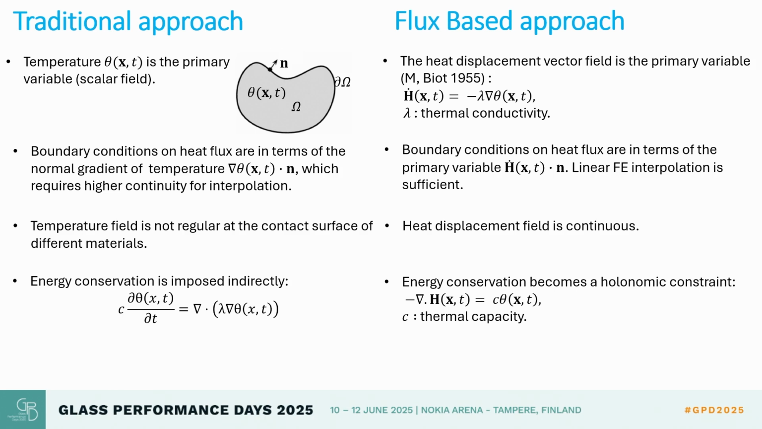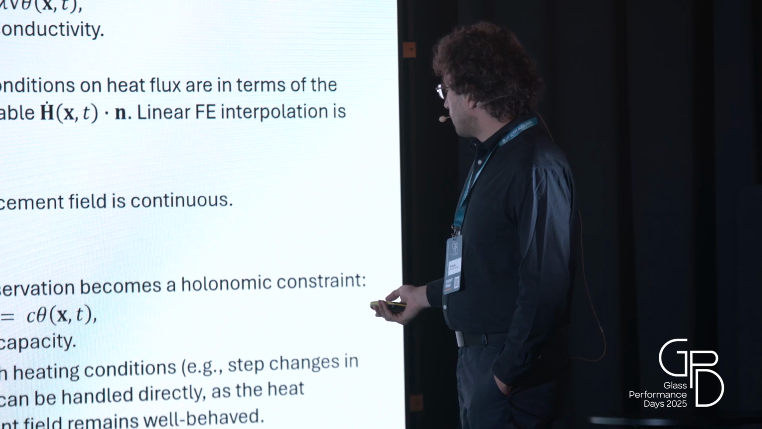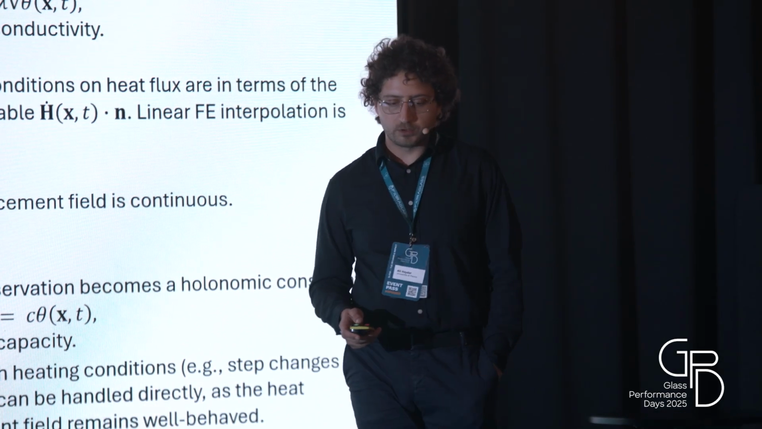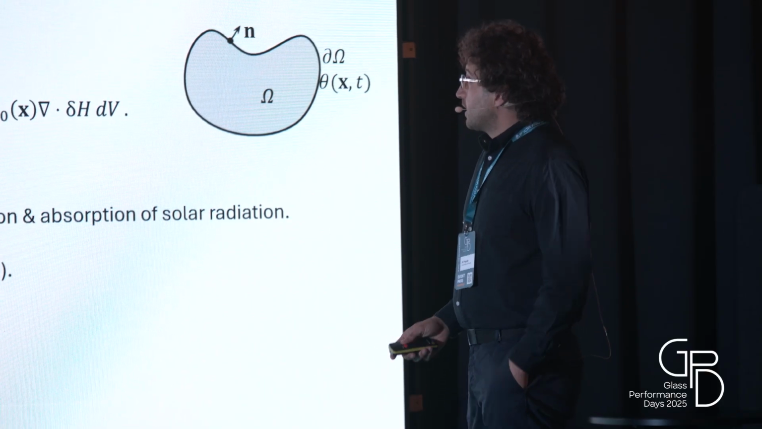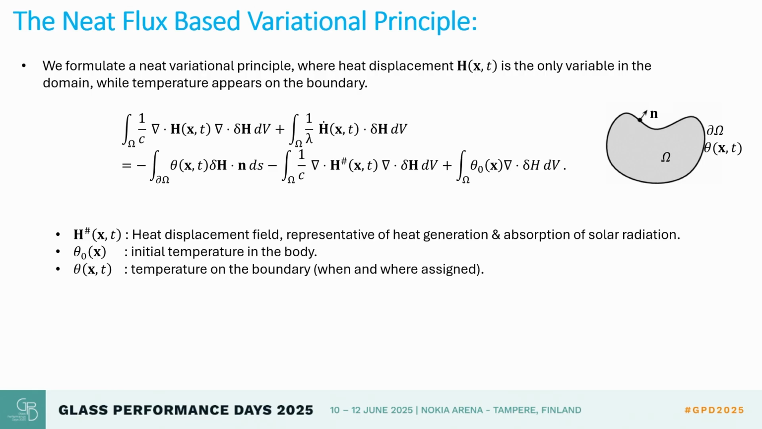This approach was suggested by Maurice Biot in 1955, but when he formulated his variational principle, he followed the mixed formulation, where the temperature and the heat displacement field are getting approximated. The traditional flow approach has difficulties also in modeling non-smooth heating conditions like I talked about, the cast shadows. While non-smooth heating conditions in the vector field approach are easy to model because the heat displacement field is always well behaved.